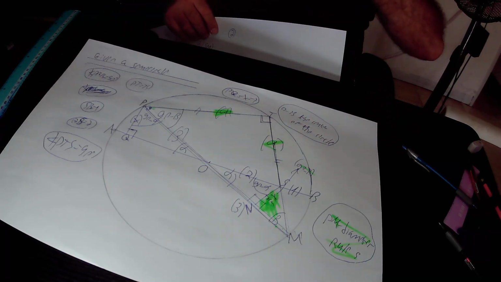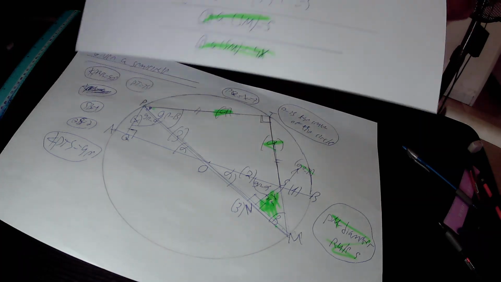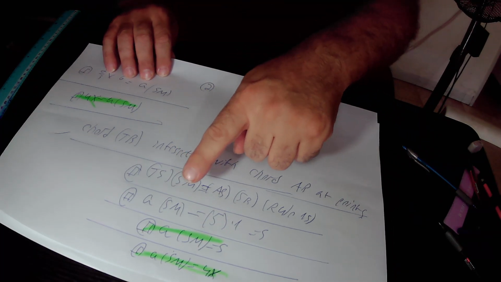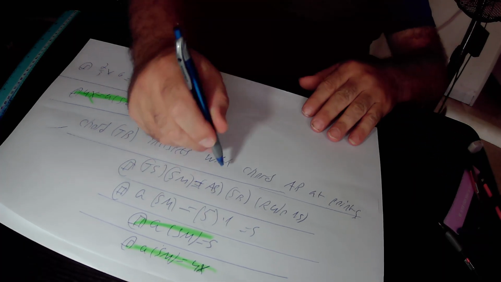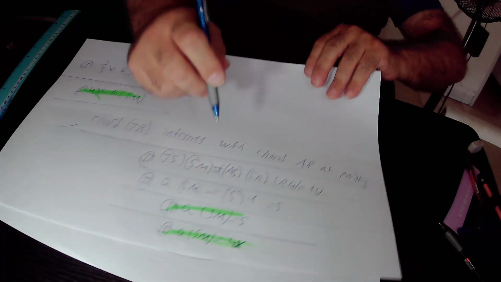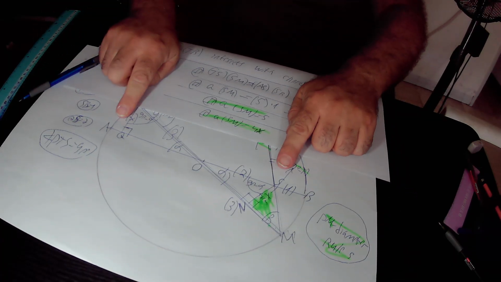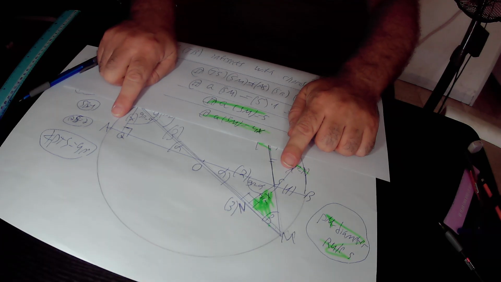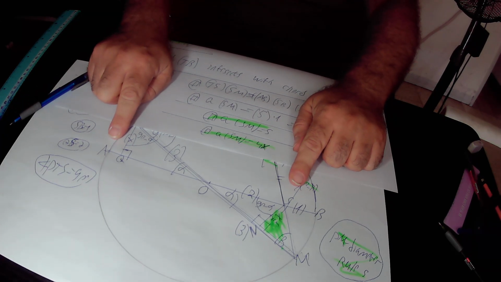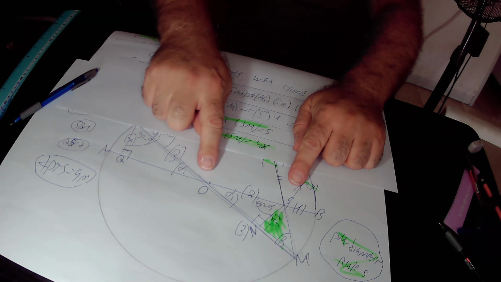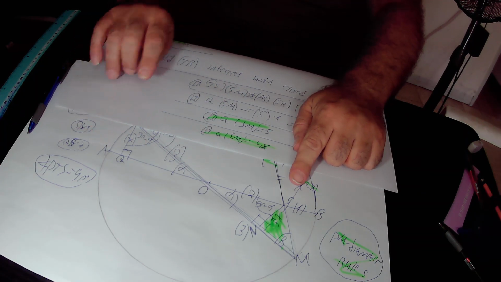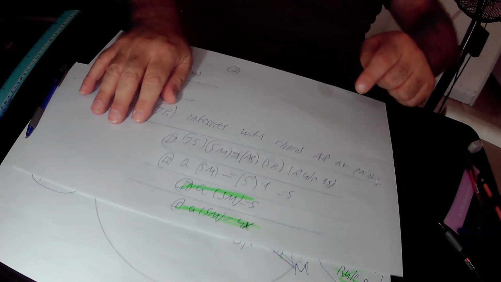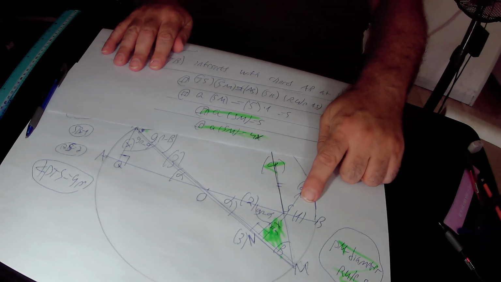TS is A, SM is the missing side, so we leave it as it is, and it equals AS times SB. What is the length of AS? AS in total equals AO plus OS. AO is the radius of the circle that is 3, plus OS that is 2 according to what is given in the question. So AS equals 3 plus 2, that is 5. So AS is 5 times SB. SB is 1 according to what is given in the question.